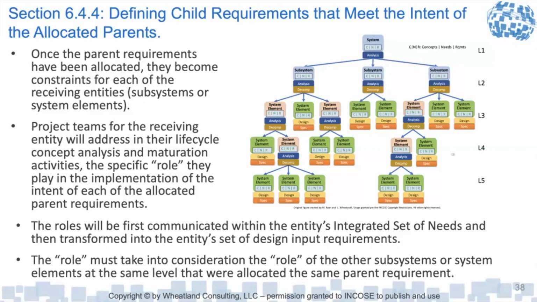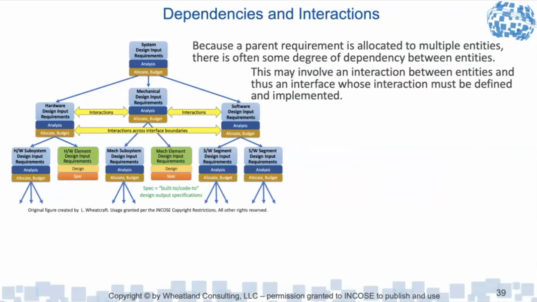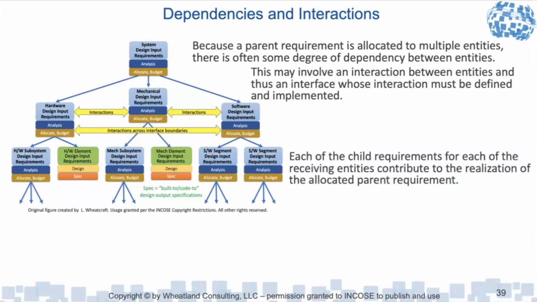And the role must take into consideration, like I said, the role of other subsystem system elements that were allocated the same parent requirement, because it could mean that you have to interact with those other entities. And so then we have interfaces. And because one parent requirement is allocated to multiple entities, that whole dependency thing is important. And so when I talk about traceability, peer-to-peer dependencies, we want to capture that. And each child requirement for each of the receiving entities contributes to the realization of the allocated parent requirement.